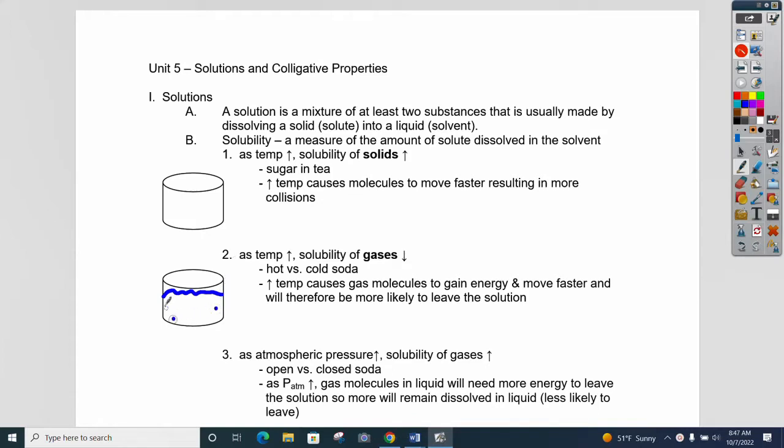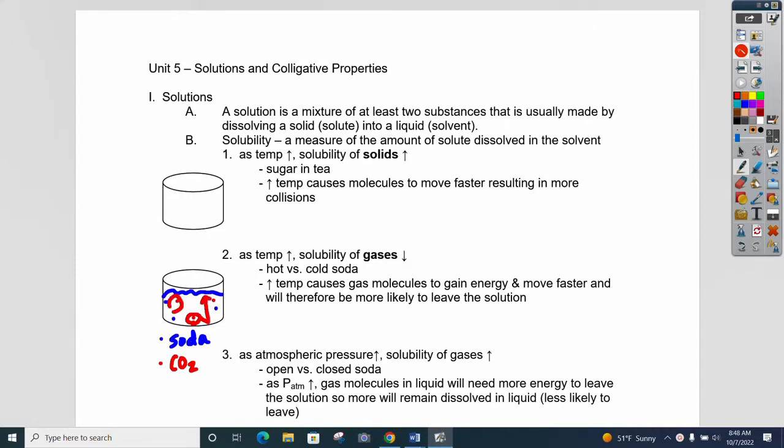So I'm going to let these blue dots represent the liquid soda. Okay, and then let's say we've got some carbonation in that soda. That's going to be your carbon dioxide gas molecules that are dissolved in that soda. I'm going to let the red dots represent that. Now, there's less CO2 than the liquid soda, so the CO2 would be considered your solute, and the soda would be considered your solvent. Every molecule in this solution is moving around, okay?